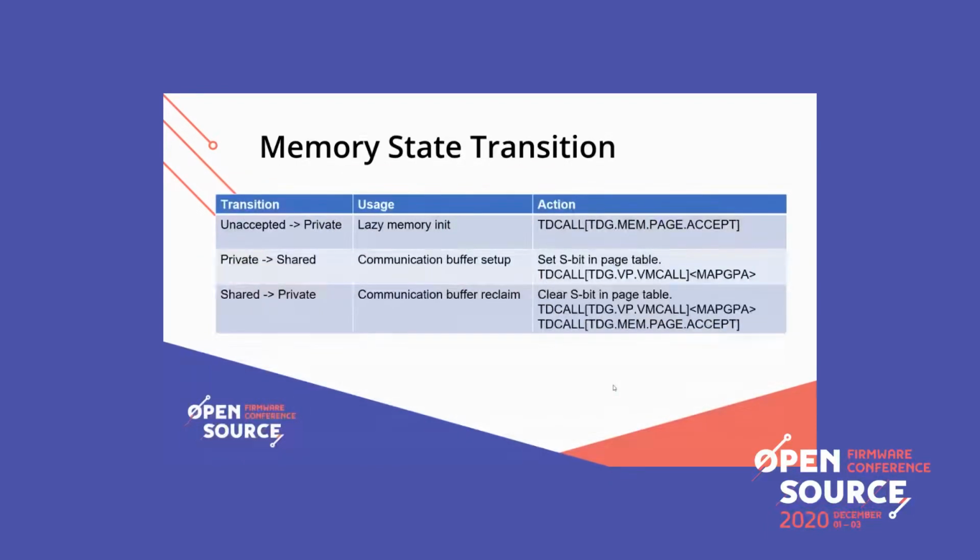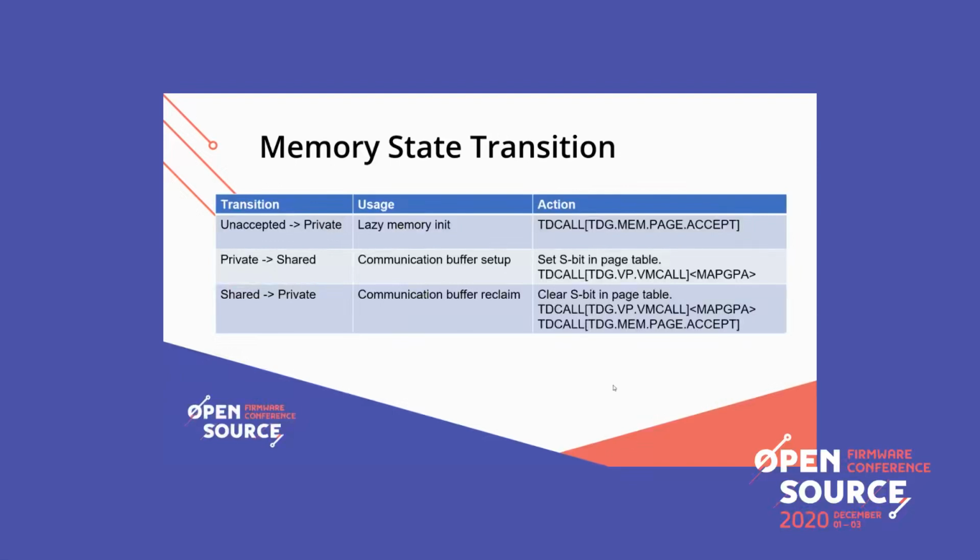Regarding the memory type, because adding a TD private memory is time-consuming, the VMM may choose to add a small amount of private memory by default and declare the rest of the uninitialized memory to be unaccepted memory. Then the TDVF or OS may use TDCALL to accept the unaccepted memory to private memory in lazy memory initialization.